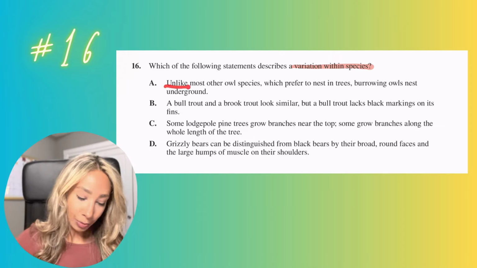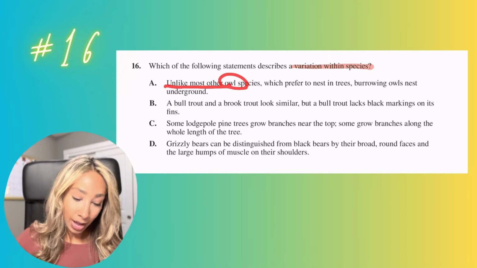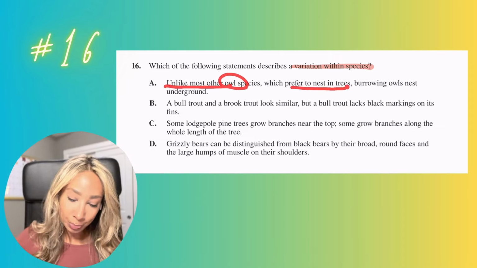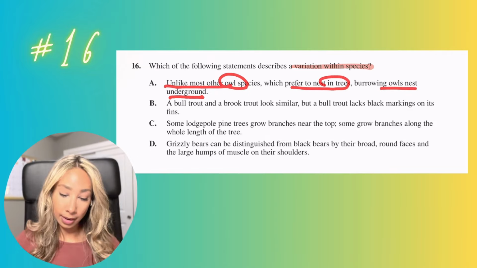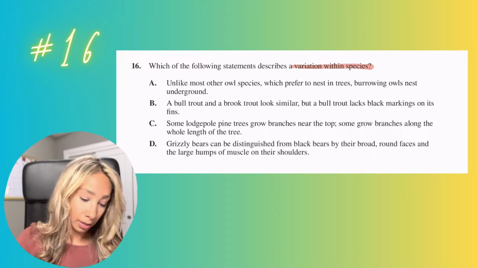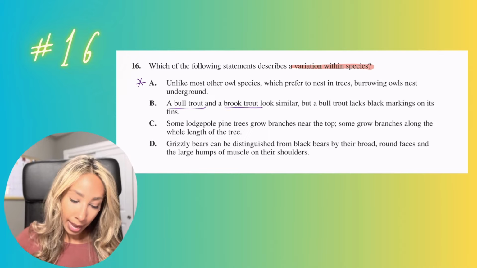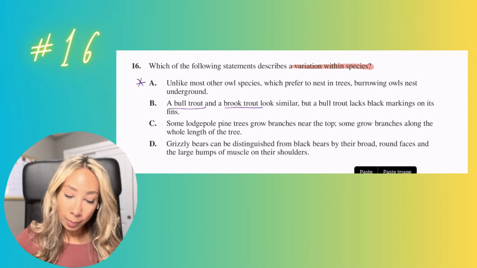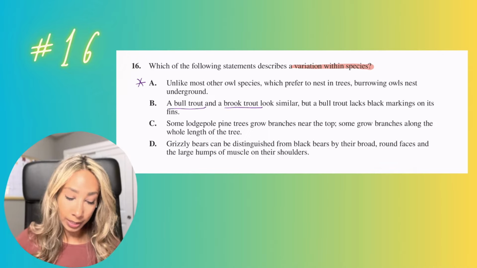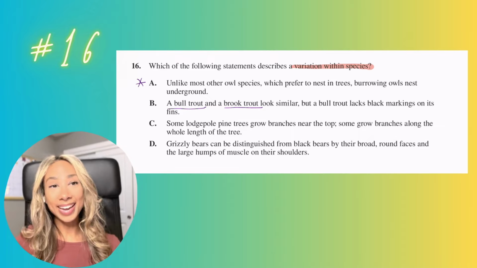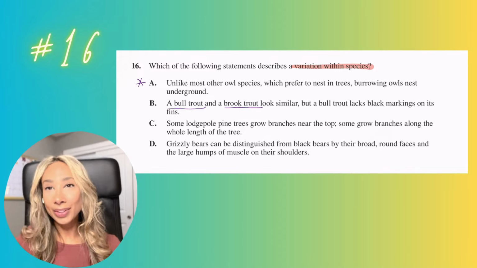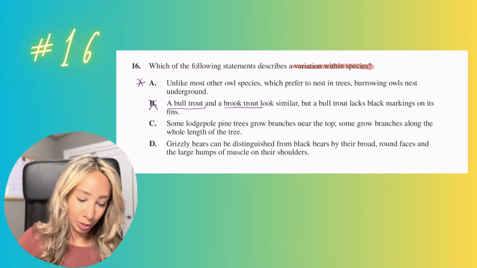So option A, unlike other owl species which prefer to nest in trees, burrowing owls nest underground. So that could be an option. That's a possibility. So I'm just going to put a little star on that one. Let's look at B. A bull trout and a brook trout look similar, but bull trouts lack black markings on its fins. Well, they kind of gave a hint there. They said they look similar, meaning that while they look similar, they're not the same organism. So it can't be option B.